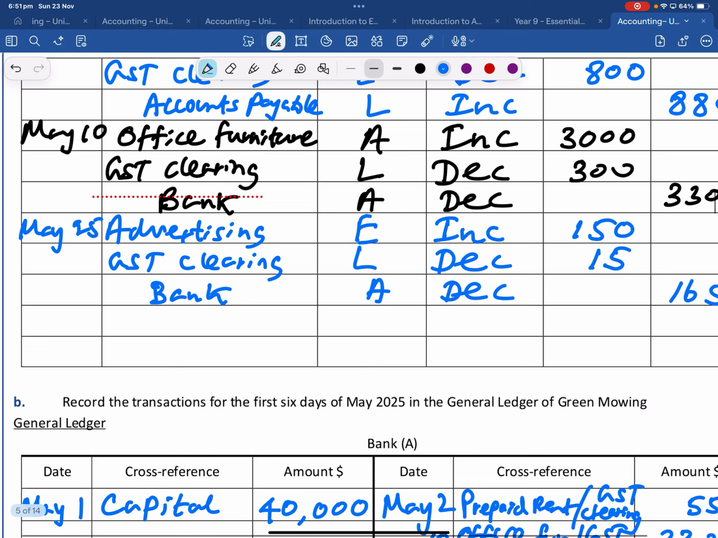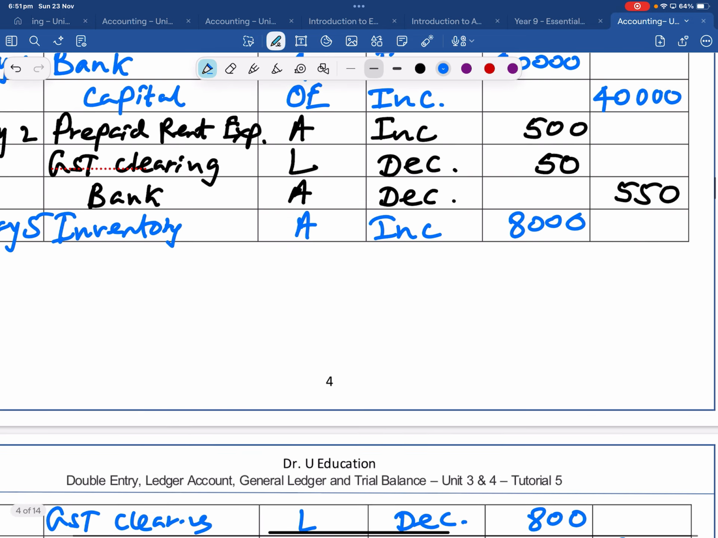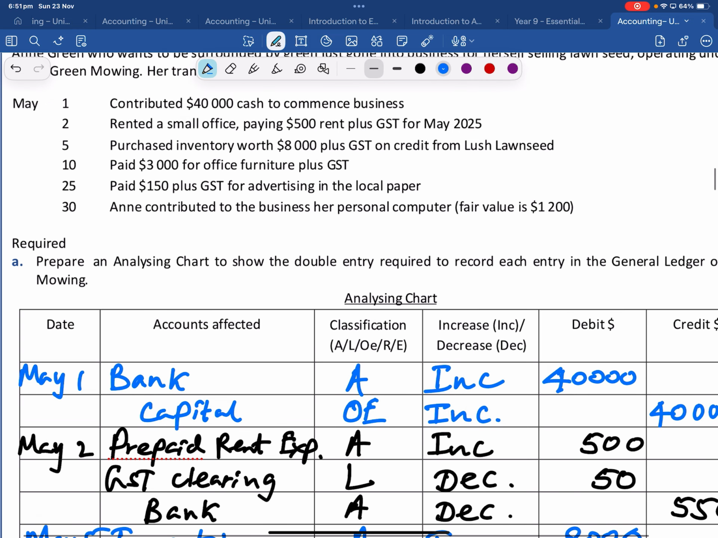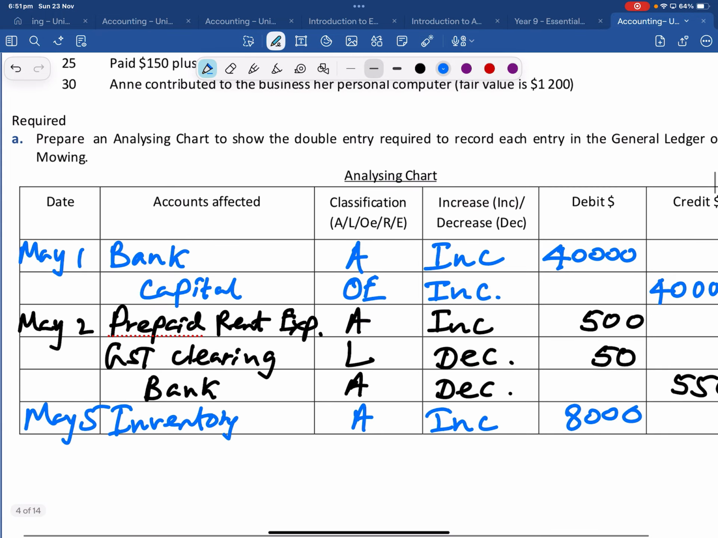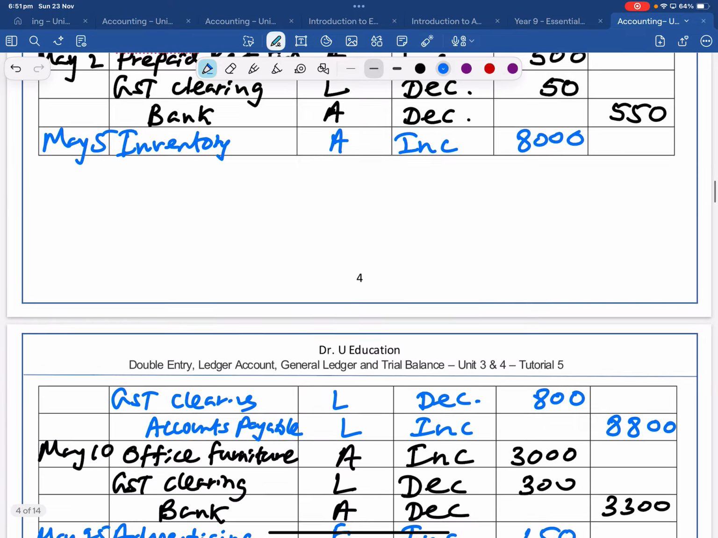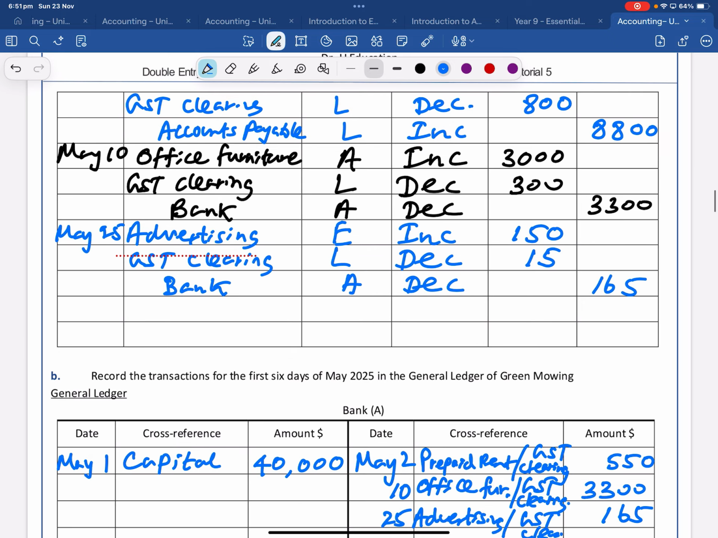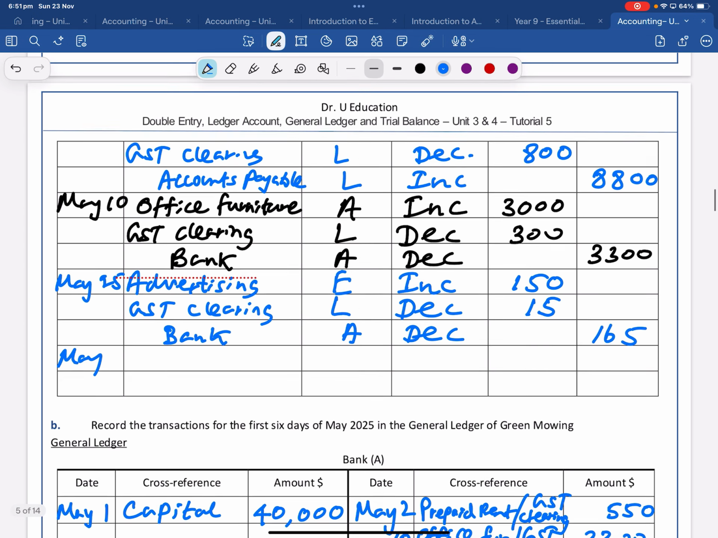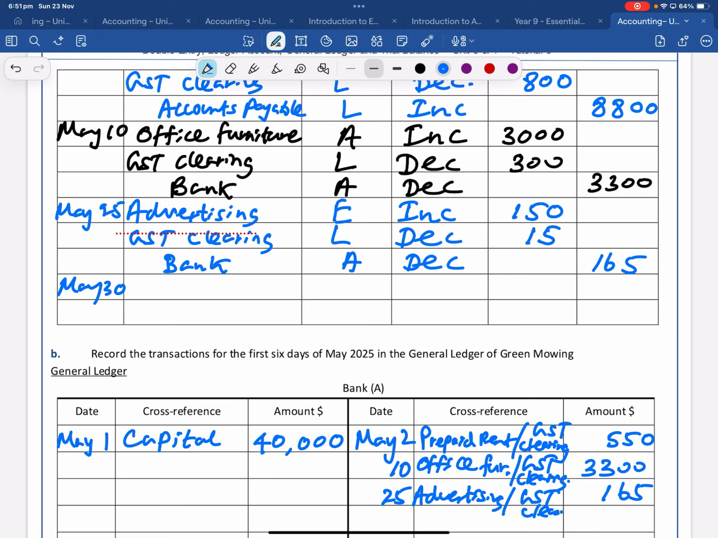Right. Then guys, the last one. And contributed to the business a personal computer, fair value 1200. Right. Can there be GST here? No. Why? Because it's capital contribution. Yeah, because it's an internal transaction. Right. May 30th. What are the items affected? Computer and capital.